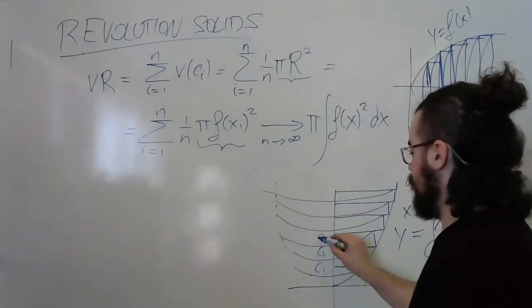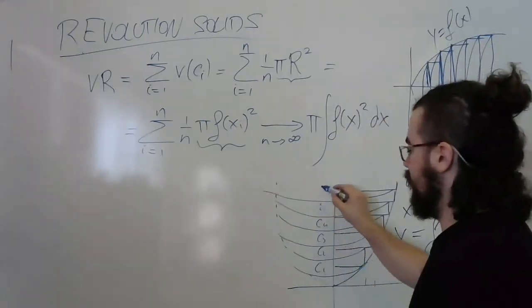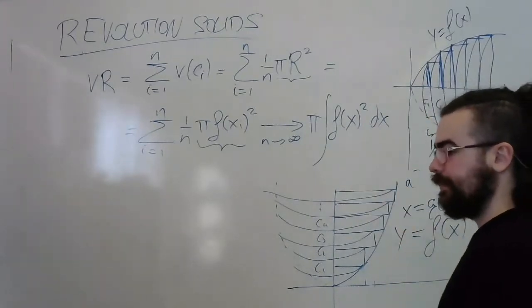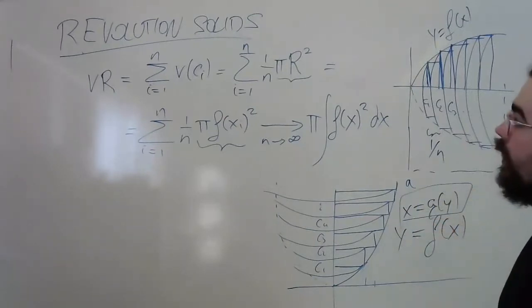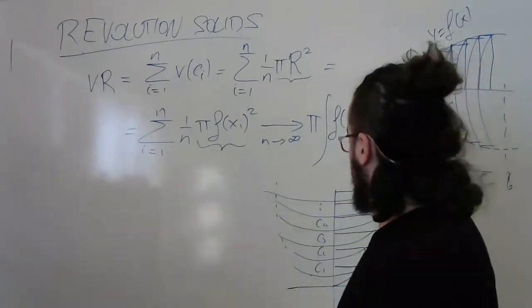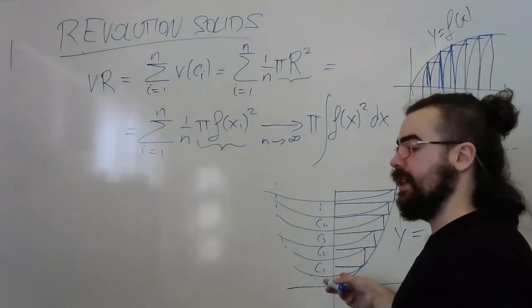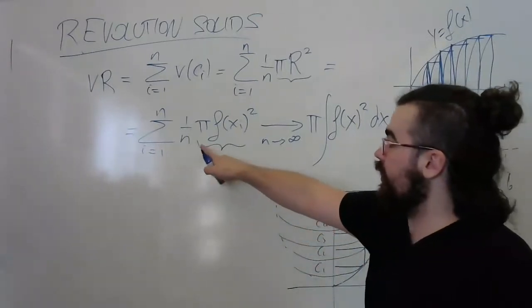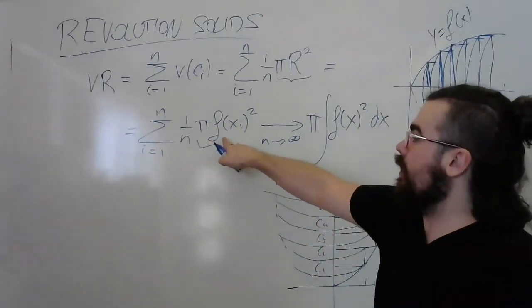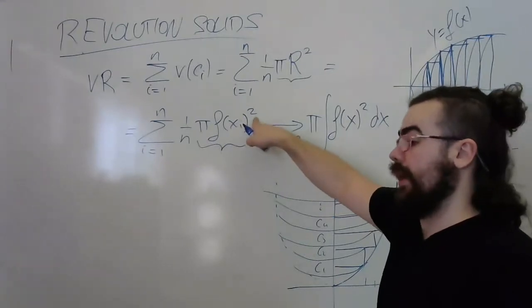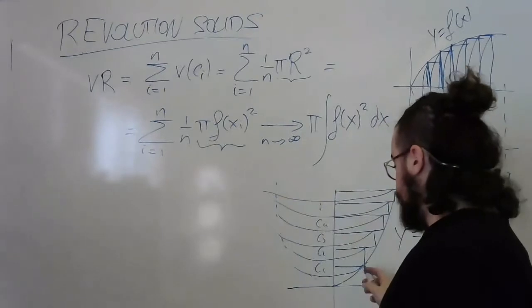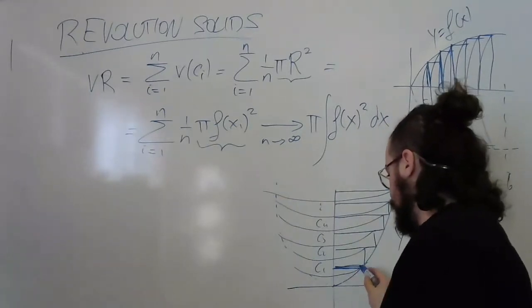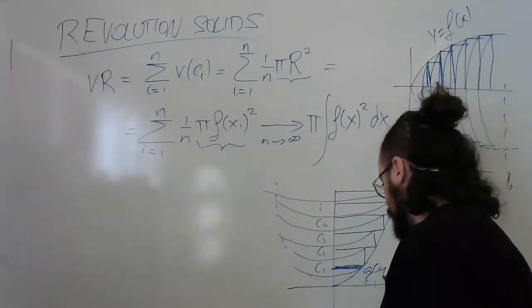Rectangle 1, rectangle 2, rectangle 3, and like that. And so since our function is a function of y, what we have here is that the surface of the base of these cylinders is not pi f(y) squared. It's pi times this new radius, which is g of y.